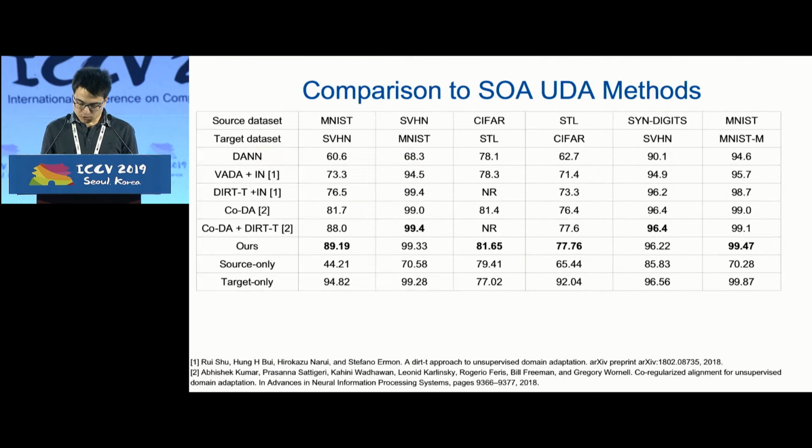The proposed method achieves the first or second highest score after CODA, which ensembles over multiple encoders. The VADA method also uses semi-supervised learning regularizers, but our method outperforms it in all the 6 tasks. And this once again shows the effectiveness of the proposed joint alignment method.